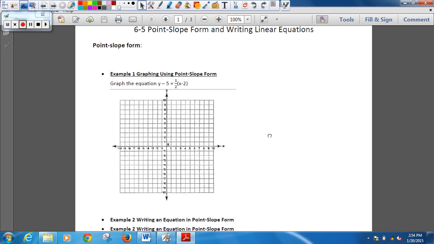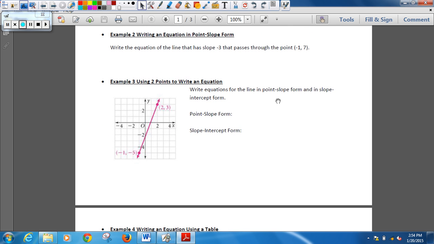Example number 2 then is writing an equation in point slope form. We know our form is y minus y sub p is equal to m times the quantity x minus x sub p. So write an equation of a line that has a slope of -3, so that's my m, passes through the point (-1, 7), with -1 being my x sub p, and 7 my y sub p. So now I just replace those three parts with numbers, and I will be done.